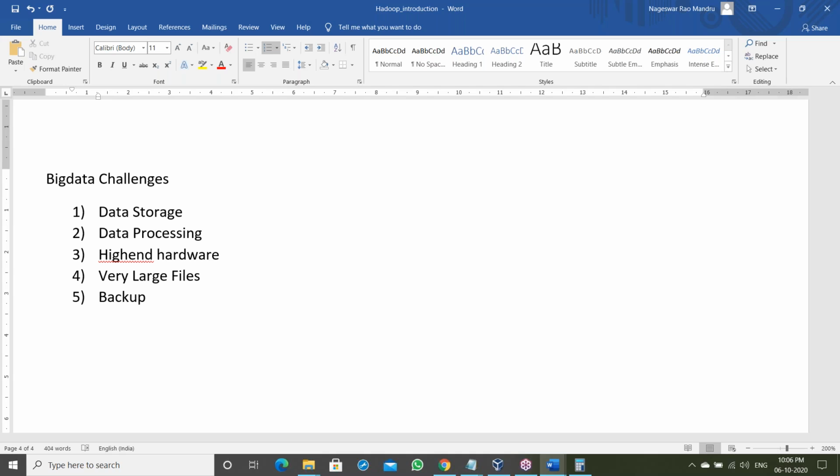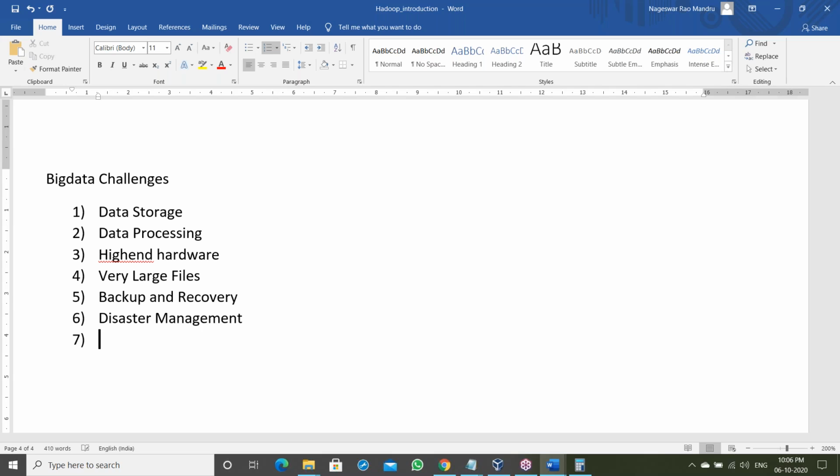Next, backup. Taking a big data backup daily is not easy. Backup and recovery: suppose some server failed, the recovery task is not easy. It's a risky task. Next, disaster management, one more important one here. Disaster management means natural disasters, like earthquakes, heavy floods, tidal waves, short circuits. These are the main big data challenges. Apart from this, other challenges are there, which I will discuss later.